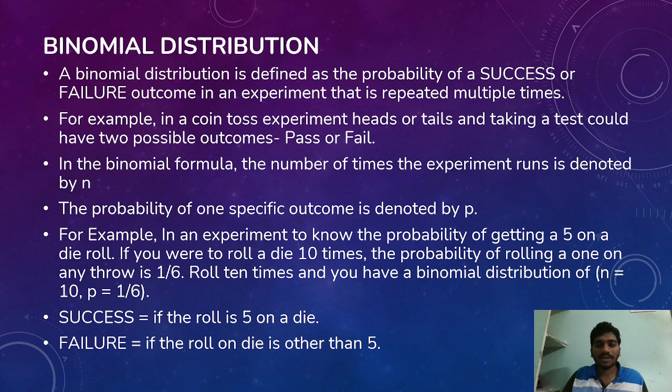In the binomial formula, the number of times the experiment runs is denoted by n. The probability of one specific outcome is denoted by p. For example, in an experiment to know the probability of getting a 5 on a die roll, if you were to roll a die 10 times, the probability of rolling a 5 on any throw is 1 by 6. Roll 10 times and you have a binomial distribution of n equals 10 and p equals 1 by 6. So there can be two possible outcomes, success or failure. Success equals the roll is 5 on a die. Failure equals the roll on the die is other than 5.